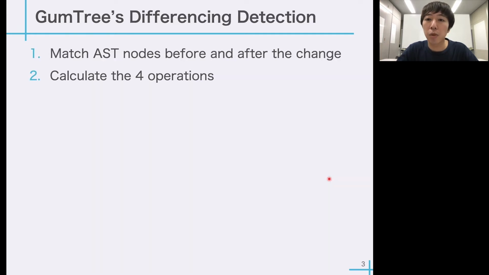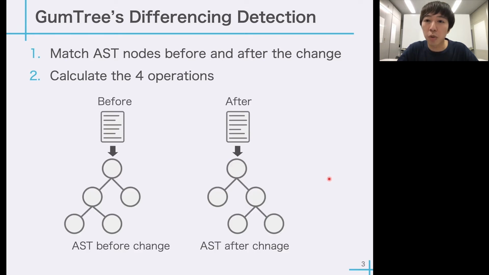I'll explain GumTree differencing detection. At first, GumTree generates an AST from each file before and after the change. In the first step, GumTree matches each tree. Matching trees is a process that associates AST nodes before and after the change. In this example, matched nodes are given the same number. GumTree calculates differencing by using the matching result.